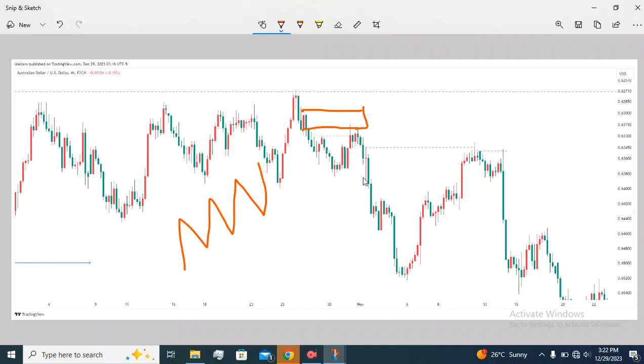Then the clearest fast break of structure that you can see on the 4-hour frame is this guy over here, fast break of structure. It's high. You can just see it was just smashed. After it was triggered, this is the model.